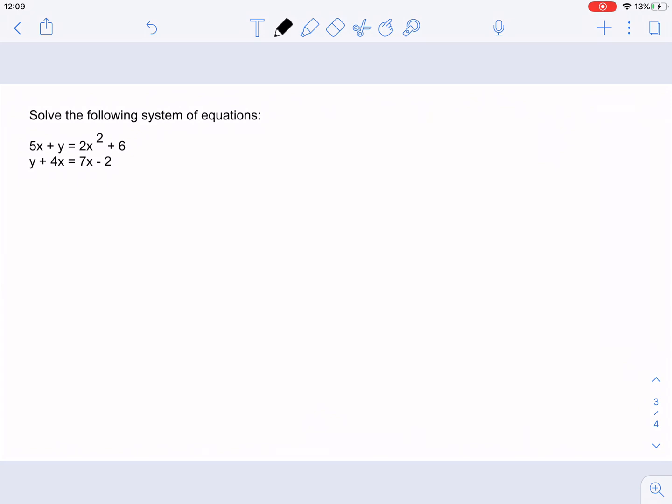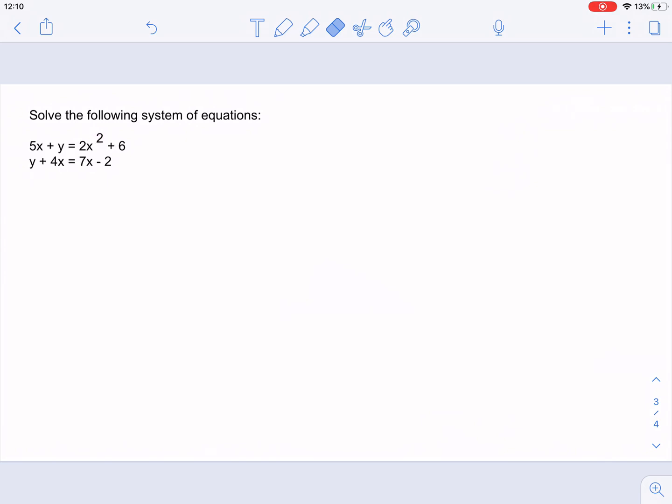If I notice in both of these equations, I do not have x equals or y equals for either one. I need to turn one of the equations into y equals or x equals. I notice in each problem I have an x and an x squared, so there's a lot of x's. So I'm going to get y by itself for one of these equations.